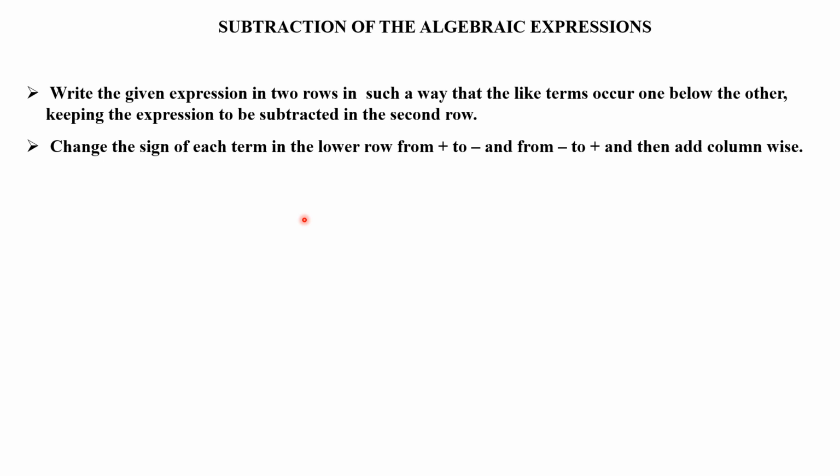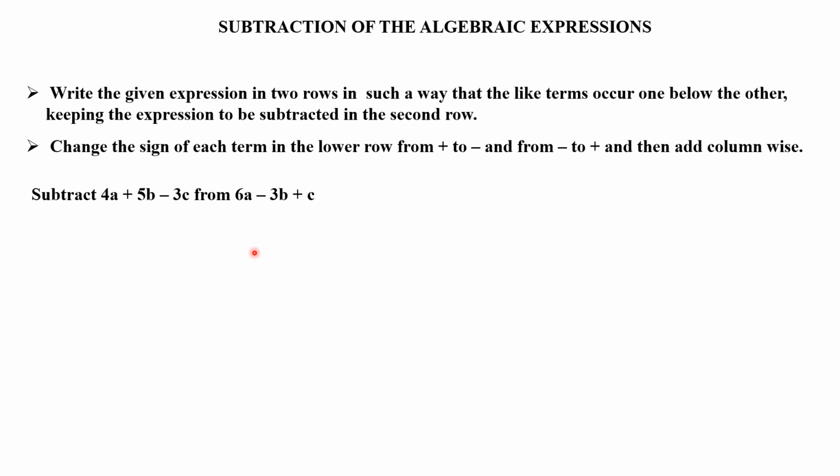So I'm going to show you one example. Here you have to subtract 4a plus 5b minus 3c from 6a minus 3b plus c. First I'm going to use the row method. Now I have seen that children make a lot of mistakes when the question comes like this, subtract this from this. They are not able to understand which expression is to be written first.